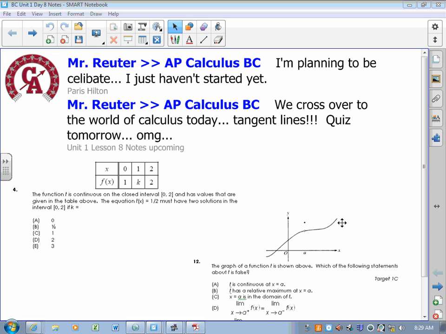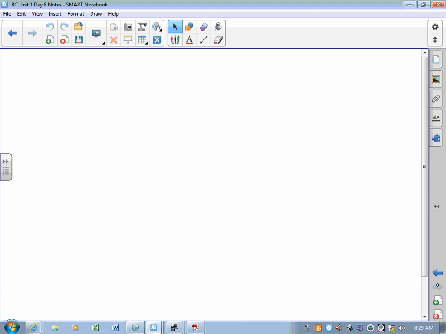Well, Unit 1 comes rapidly to a close very, very soon. Only a couple of days left in our unit. Lesson 8 in this pre-calculus reminder of limits unit is where we make the jump from the pre-calculus to the calculus when we come across the idea of tangent lines. That's what's coming up, tangent lines today. Couple of nice warm-ups, you'll do those when we're in class tomorrow.